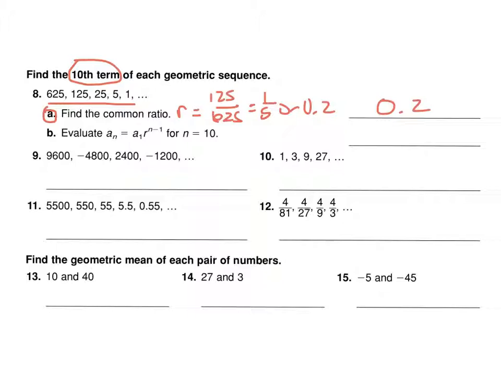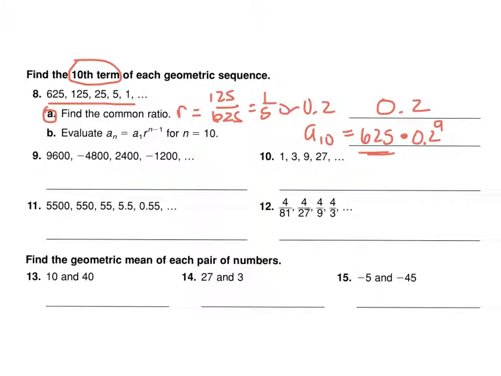Now we are looking for the 10th term, so I know that that's going to be the term I'm looking for, a sub 10. Oops, I put a sub n there. Let's see if I can erase that real quick. There we go. A sub 10, and then just pick any term that we know. If you want to use a sub 1 like they suggest, that's fine. That's going to be 625. And then I'm going to multiply by 0.2 raised to the 9th power, because 10 minus 1 is 9. Since I used a sub 1, I have to do 10 minus 1, which is 9.